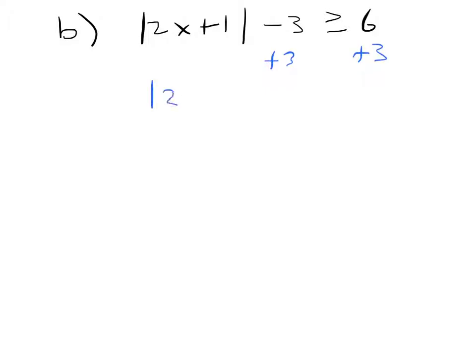Our second example B. If I gave you 2x plus 1 minus 3 is greater than or equal to 6. Remember that absolute values need to be alone before you start using their rules. And so I'm going to add 3, add 3. The absolute value of 2x plus 1 is greater than or equal to 9. Now I'm going to use my absolute value rules. The first thing I'm going to do is I'm just going to copy it straight. I'm not going to change it in any way right now.